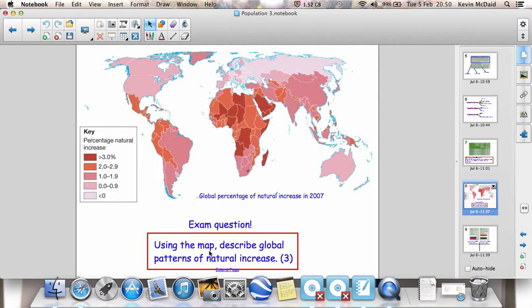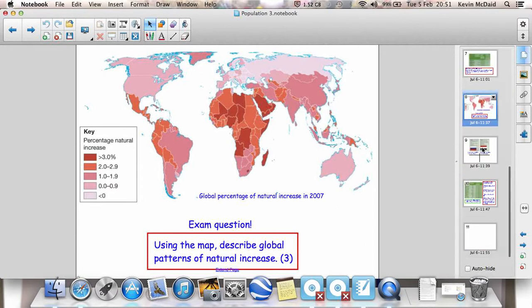Okay? You don't need that much detail, you don't need to explain why either. It's not asking you to. Look at the command word, describe. Okay, so you'd pick out two key points. You'd pick out Africa and the Middle East there, and then you'd pick out Europe, and you'd just make a quick comparison between the two. Remember, use evidence, use the key. It's there for a reason.